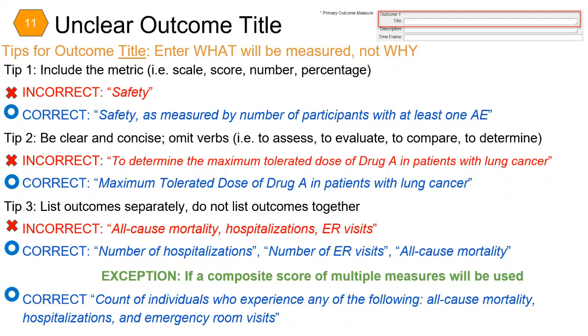However, there could be an exception if a composite score of multiple measures is being used. In that case, the correct way of writing this specific outcome would be count of individuals who experience any of the following, all-cause mortality, and so on. That will be accepted.